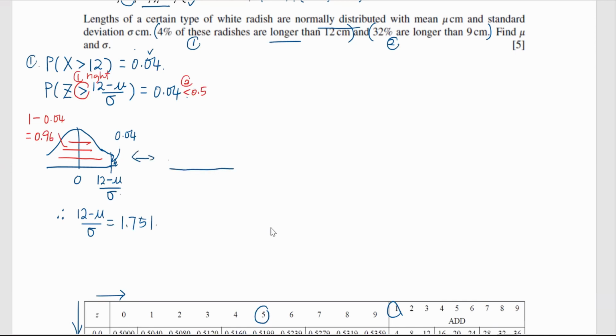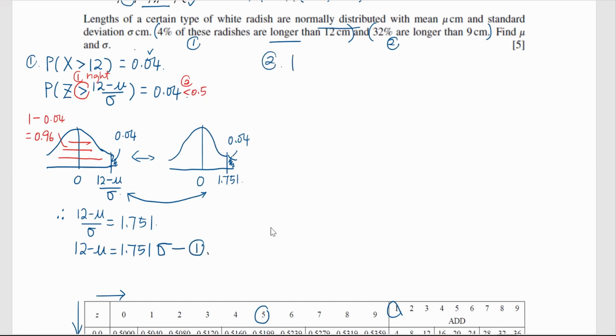Okay, just a quick sketch here. If you are going to get a smaller area towards the right with 0.04 probability, then the corresponding z-score should be 1.751. And that's why these two values must be the same. So we equate them, and that is how we get one equation. Now we're going to do the same thing to form the second equation so that we can solve them simultaneously at the end to find the values of mu and sigma.